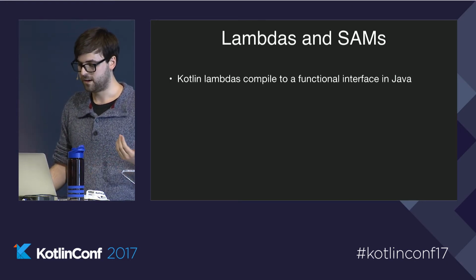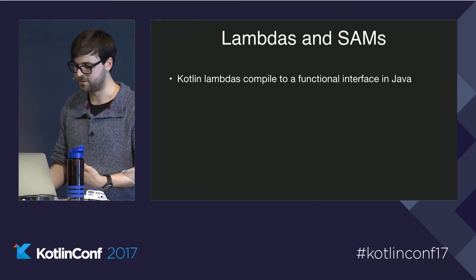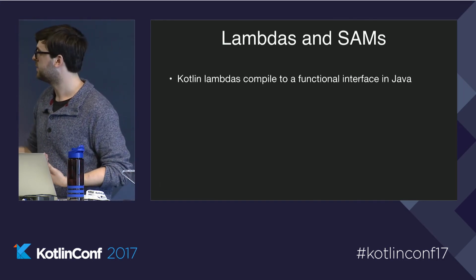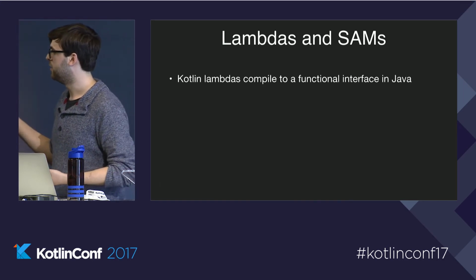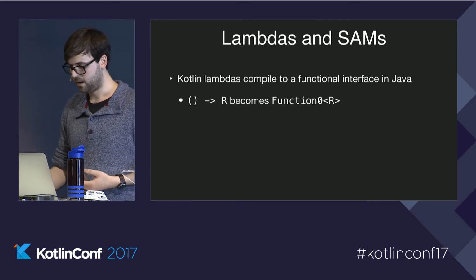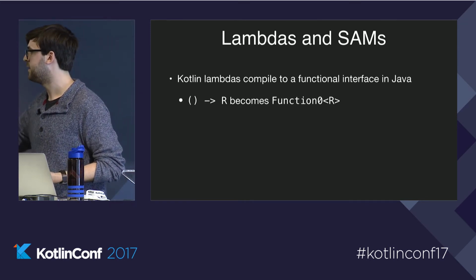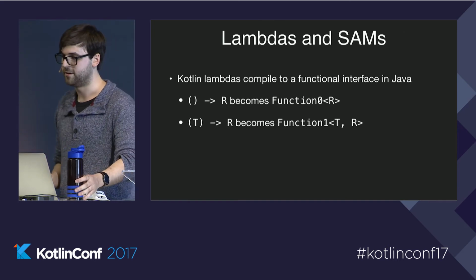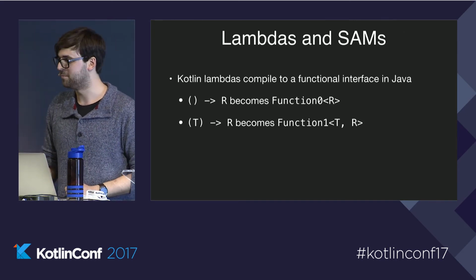So Kotlin lambdas compile to functional interfaces in Java. You'll get the signature Function0 for this: no arguments that returns R. If it has an argument, it becomes Function1, and it takes that T. And you can see the pattern here. It goes out to like Function22 or something.